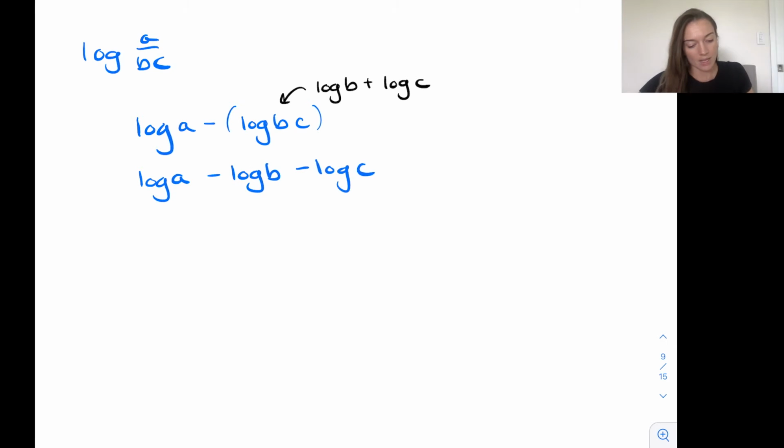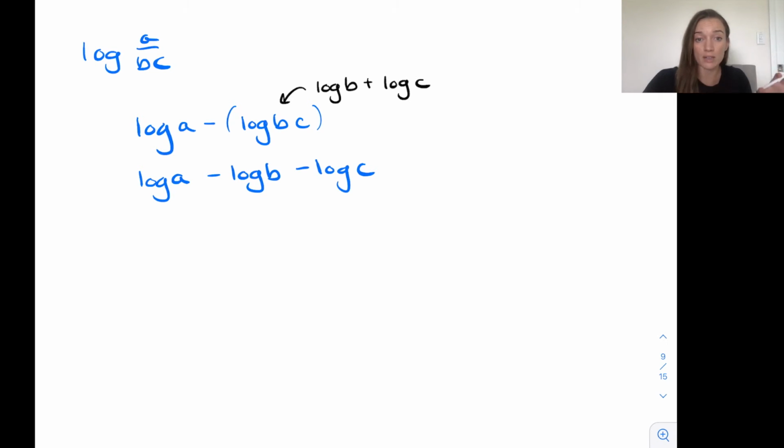Now, we could have sort of just jumped right from here to this step by saying, okay, my log of a is in the numerator, so it's just going to be log of a. And then a is getting divided by both b and c, right? Both of them are in the denominator, so a is getting divided by both b and c. So therefore, both log b and log c should be minus. So that's totally fine as well. So you have to be careful when you have multiple things in the numerator and the denominator.